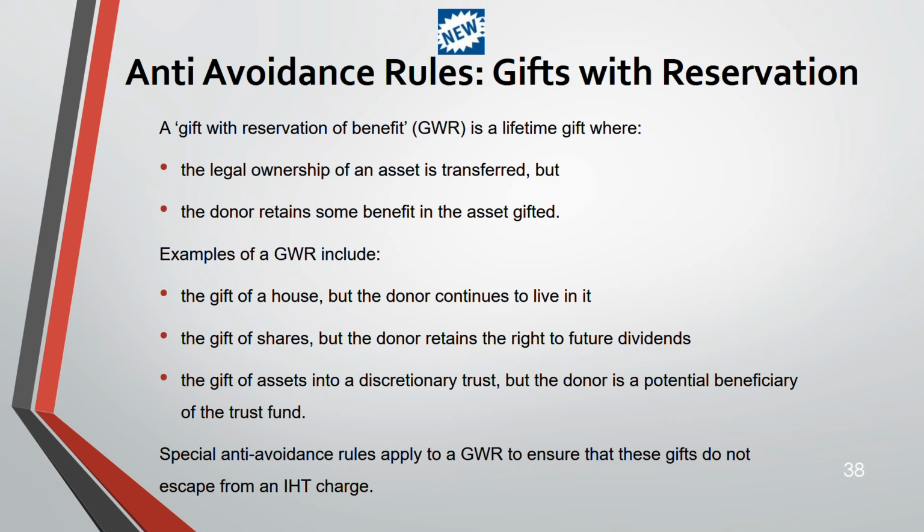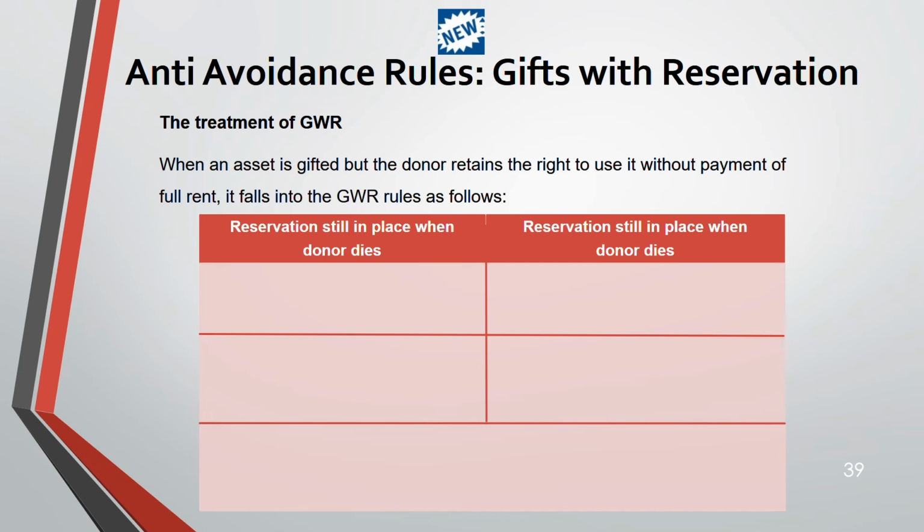For this, there are special anti-avoidance rules to ensure that the gifts do not escape the IHT charge. Now, how do you treat it? When an asset is gifted but the donor retains the right to use it without the payment of full rent, it falls into this category, gift with reservation. Two rules are there. One, the reservation is still in place when the donor dies. Second, the reservation is still in place when the donor dies. Now, the original gift.